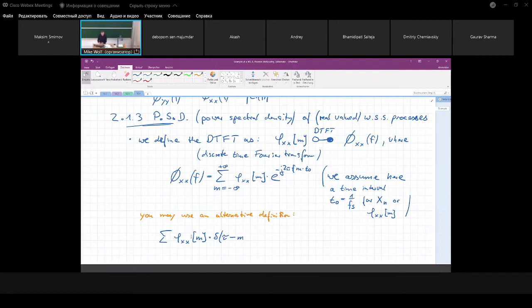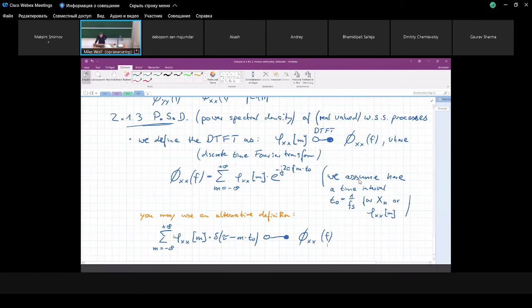But this is just to obtain the Fourier transform. Now we can use the continuous time Fourier transform. So m times t naught. This is what I said: we assume a time interval t naught, which is the reciprocal value of the sampling frequency, and just assign Dirac delta pulses. Then we can use the classical Fourier transform to obtain the frequency domain description. And this, of course, gives exactly the same power spectral density as this approach.